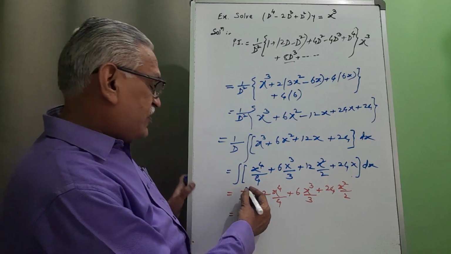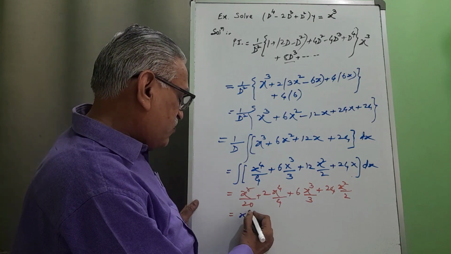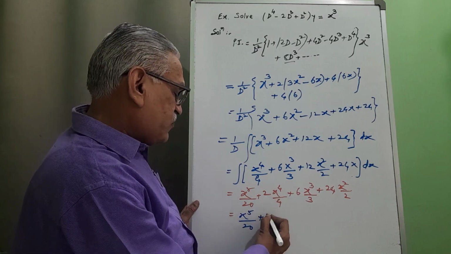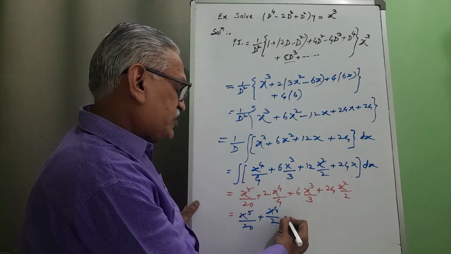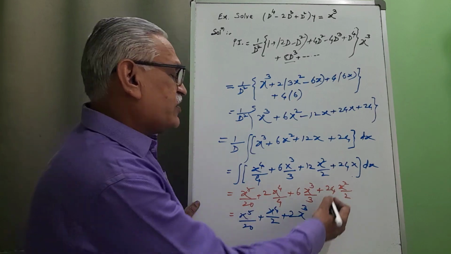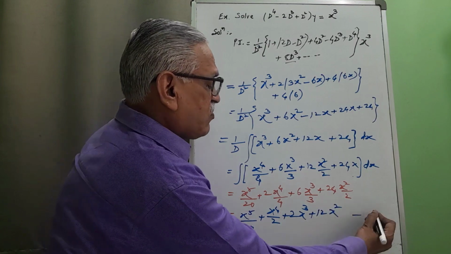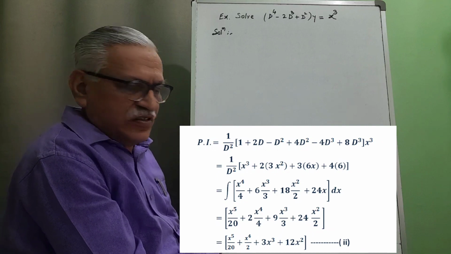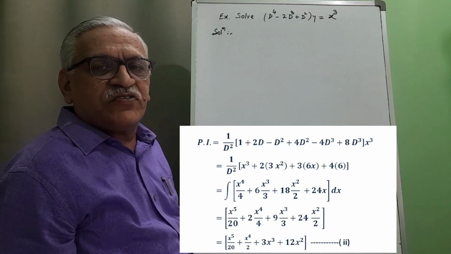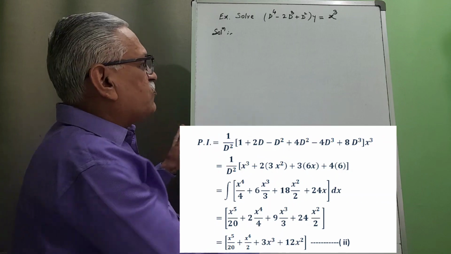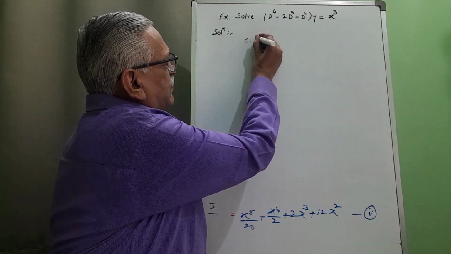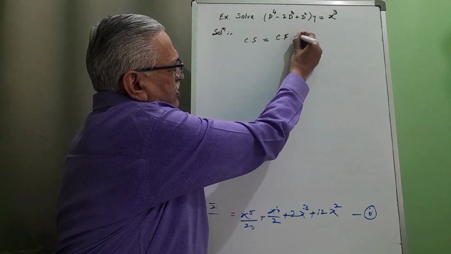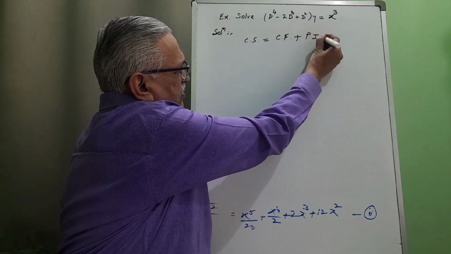Therefore, we get the first one as x raised to 5 by 20, no change. 2 times 4, we get, next one as x raised to 4 by 2, then 6 by 3, 2 times x cube, and again 24 by 2 we get 12x square. We call this equation number 2. Correct, then only you will get that 2 marks. And the last 1 mark is for the addition of equation 1 and equation 2. Therefore, that solution is called the complete solution, nothing but CF, meaning equation 1, plus PI, equation 2.